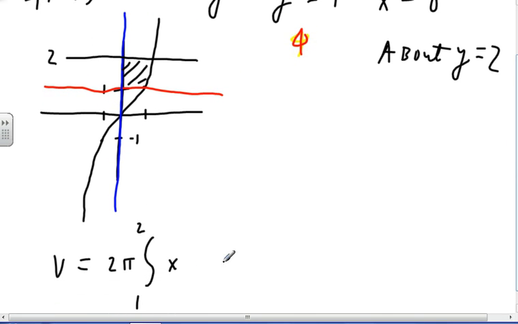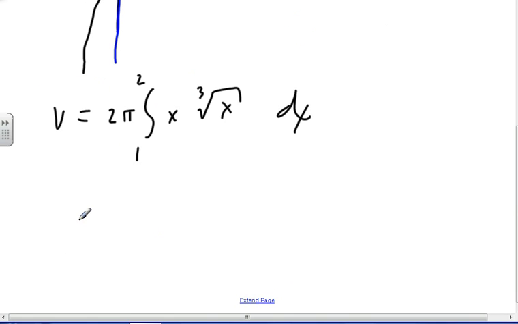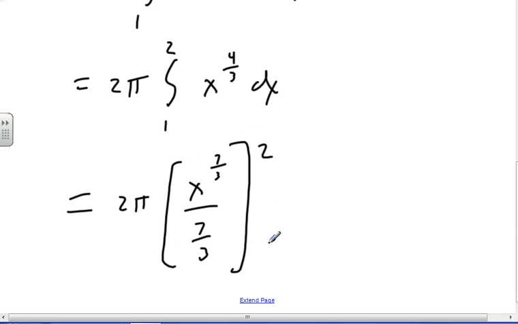Function of y, cube root of x dx. Alright, that's what I'm going with. If I get it wrong, we're moving on to the next one. Okay, so integral 1 to 2 of x to the 4 thirds dx, 2 pi x to the 7 thirds divided by 7 thirds evaluated to the 1.